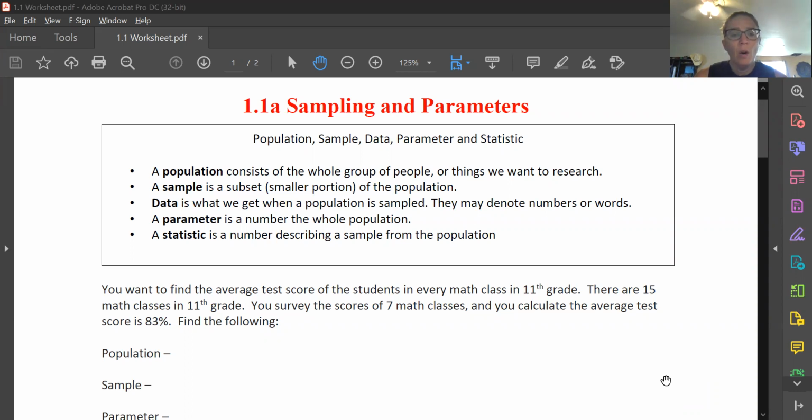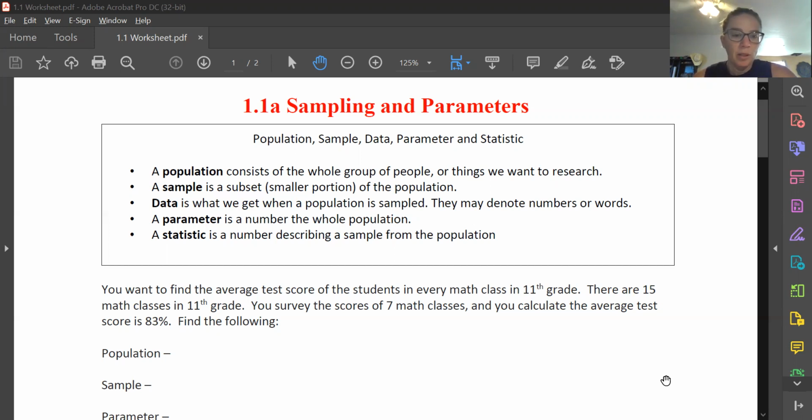Okay, so first up, 1.1a is sampling and parameters. And so what we're going to talk about here, some vocabulary words, starting off with population. Population is the whole group of things we're talking about, the whole group of people, the whole group of objects. It typically begins with the word all. So if we are studying people that go to a football stadium, we're not necessarily going to interview every single person in a football stadium if we were trying to survey some sort of question. However, the population would be all the people in that football stadium.